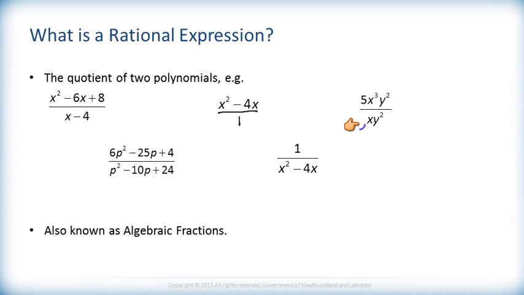It could be a monomial divided by a monomial. It could be a trinomial divided by a trinomial. A monomial divided by a binomial, or any combination of a polynomial divided by a polynomial. Rational expressions are also known as algebraic fractions.